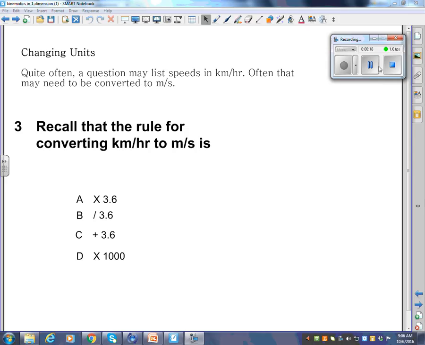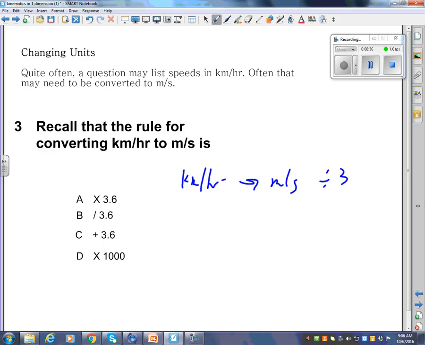So what's the rule for converting kilometers per hour to meters per second? Divide. If you have a spot there, you should write down something like: kilometers per hour to meters per second, you divide by 3.6. Is it always going to be 3.6? That's the number, yeah.